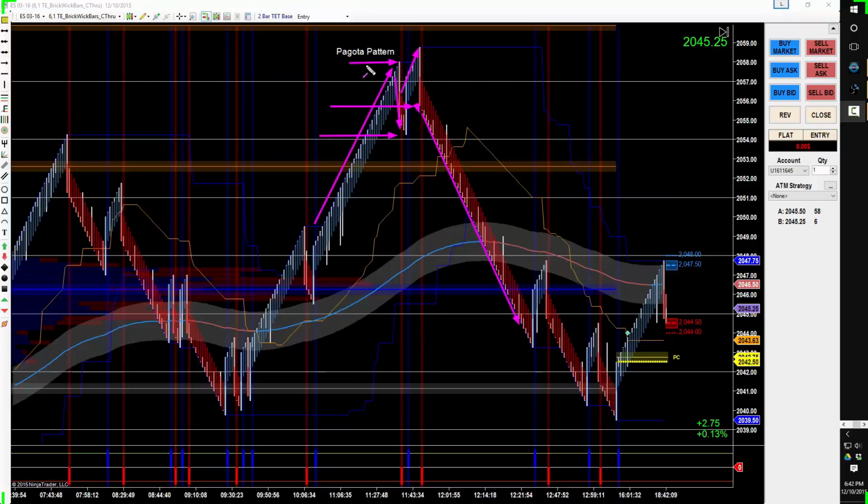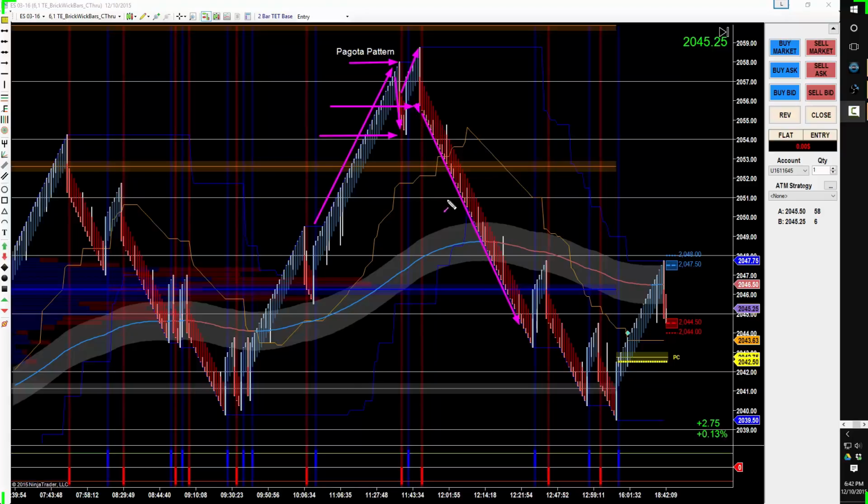So that's the Pagoda Pattern. Again, impulse leg followed by a short retracement identified by no more than 5 bars, a slightly higher high, no more than 12 ticks. And again, this is the S&P 500, so 12 ticks is 3 points. In this case, it was a perfect 4 ticks higher, and then we got the nice reversal.